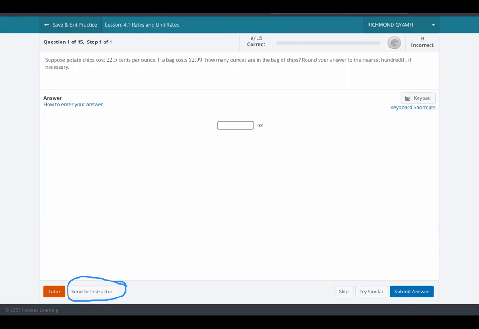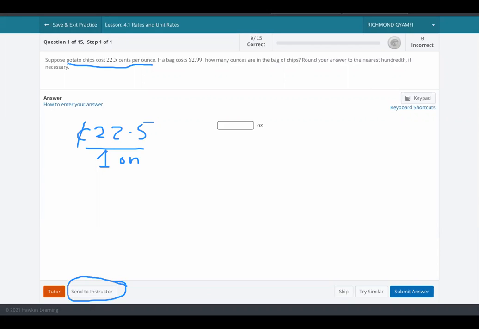Now, quickly, let's look at this first one. So here we have potato chips, which is 22.5 cents per ounce. From what we've done so far, we know that this is 22.5 cents per ounce, which means per 1 ounce. Now, this is a unit rate, right? Because the denominator is 1.